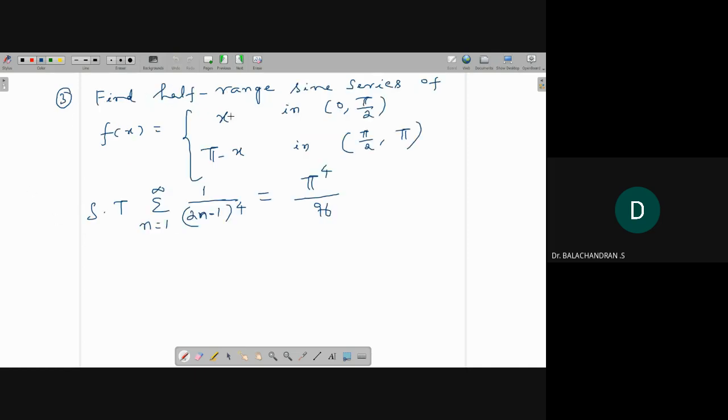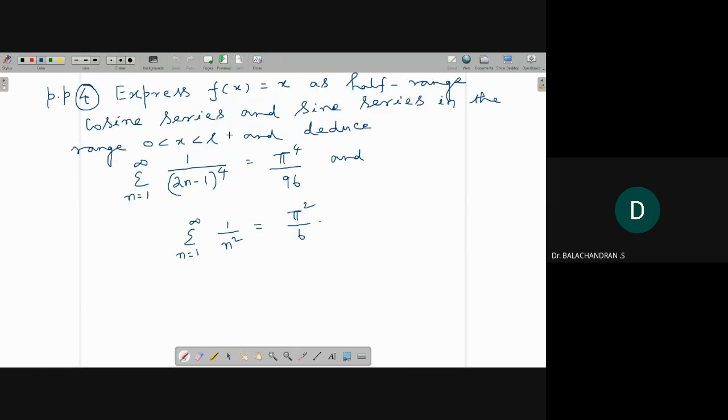Similarly, in this problem, we need to find the half range sine series. So at least you should find the bn. Once you find the bn, we will discuss only this portion in the classroom. You should do this as a practice problem, because it's a small function, f of x equal to x. You should find the half range cosine series and half range sine series in the interval 0 to L, and then you need to reduce.